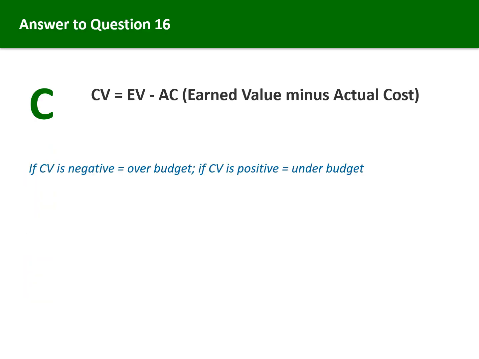The correct answer is C. Cost variance equals earned value minus actual cost. Remember the rule that earned value always comes first in EVM formulas. The interpretation is straightforward. If cost variance is negative, you are over budget because you spent more than the value of work completed. If cost variance is positive, you are under budget because you spent less than the value of work completed. Negative is bad, positive is good.